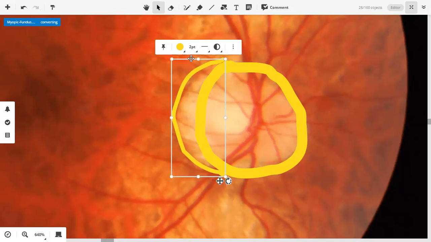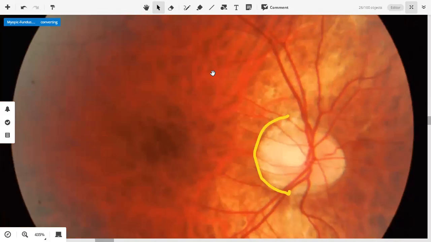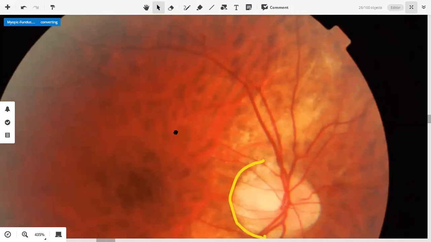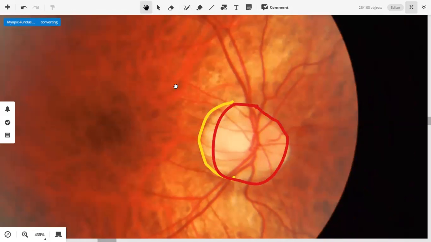This is one finding which we can appreciate. Other than that, we can see that the fundus has these large streaks and these large checkered areas. If we name these findings, this is called a tigroid or a tessellated fundus.